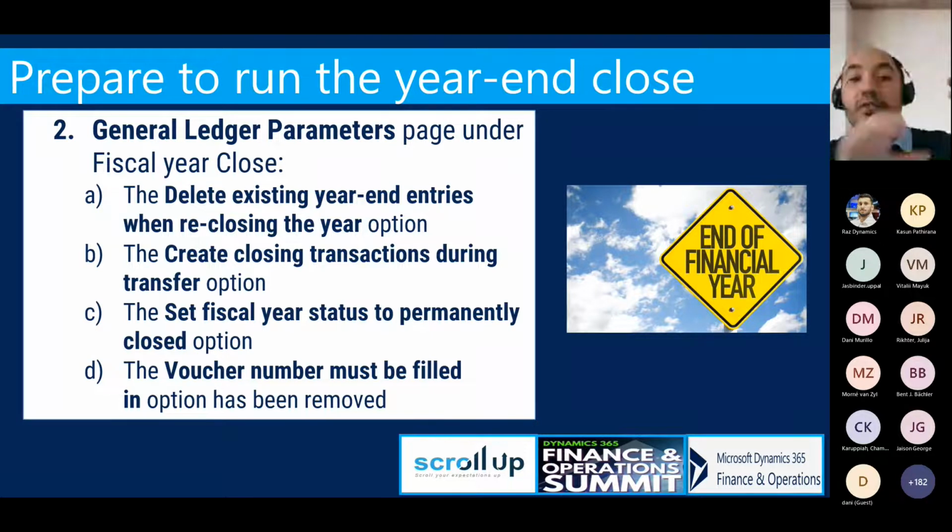Otherwise, if this option is set to yes, the previous opening and optional closing entries are deleted. If it is set to no, the previous opening and optional closing entries are not deleted. The differences or amendments that are made will be generated in that case in this closing. Okay, so this is the difference. So the delete existing year-end entries when reclosing the year option has to be set to yes.